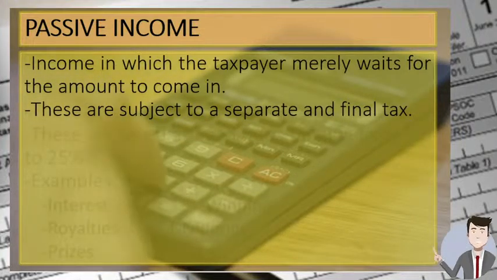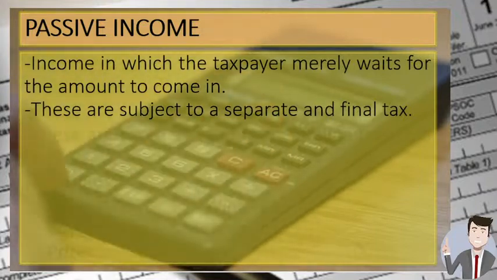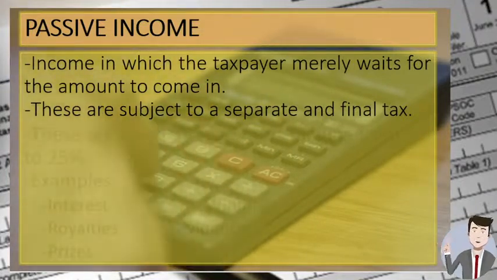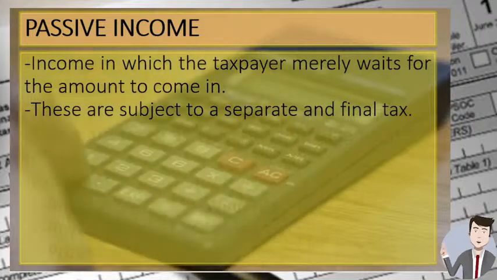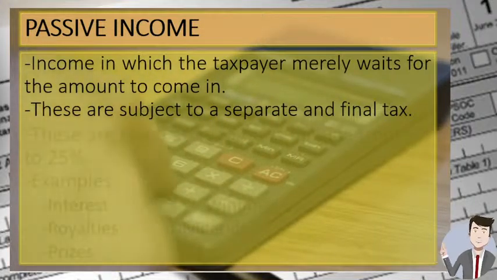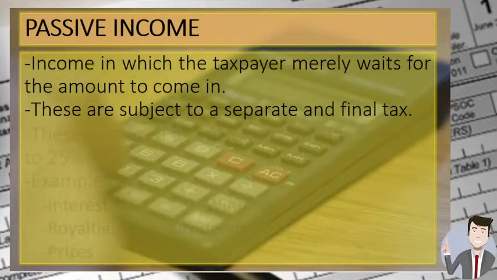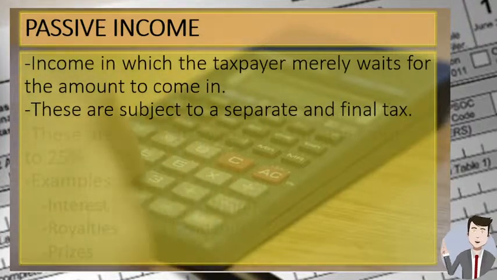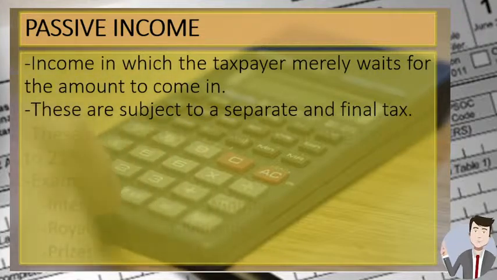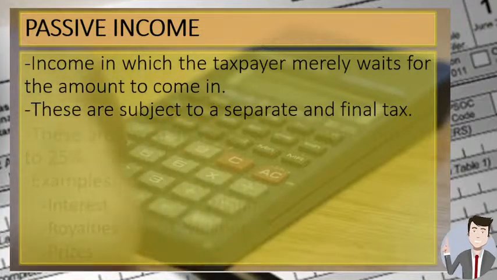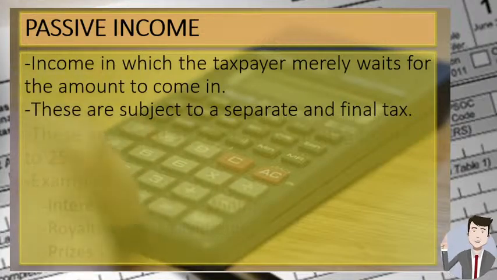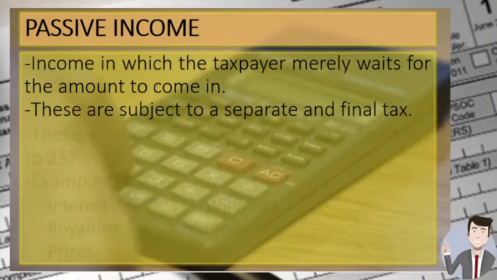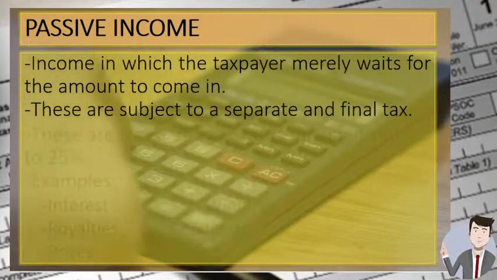These are subject to a separate and final tax. Take note, these incomes are subject to a separate and final tax. In short, if you have passive income, you don't need to declare it on your income tax return. Instead, you will file this income separately, and the tax that you pay is considered final. Because we have two kinds of tax payments, guys: final and withholding. Withholding is not yet final, because you are allowed to use that withholding tax, or your advance payment, to credit or lessen your tax liability at the end of the year. So that would be your passive income.